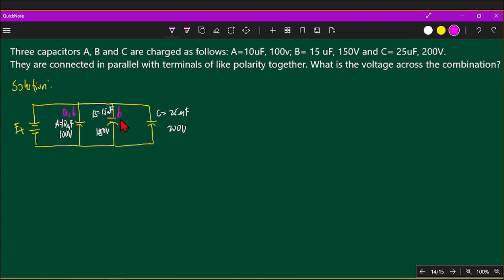Okay, so from the given, we could now solve for our Q1, Q2, and Q3. So how are we going to solve for Q1, Q2, and Q3? By the relationship between capacitance, charge, and voltage in parallel connected capacitors. We could say that Q1 is equal to C1 times E1, the charge voltage of our capacitor. Q2 is equal to C2 E2, and Q3 is equal to C3 E3.